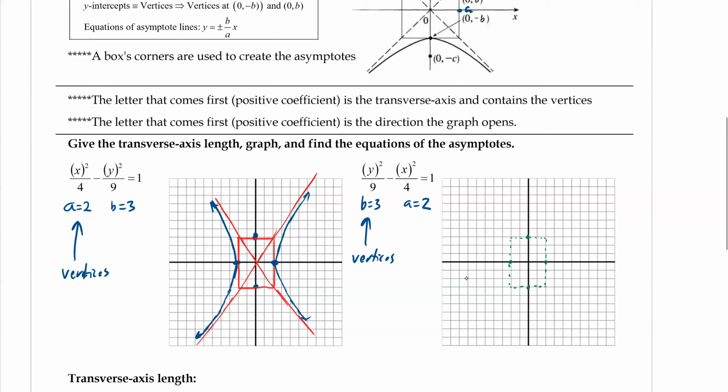And then we're going to do our dotted asymptotes. They go through the corners of the box. So you don't just do this. It needs to go through the corners of the box. That looks horrible. All right, right through the corners. That's what we're using them for.